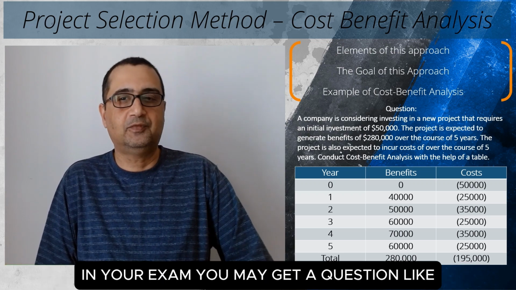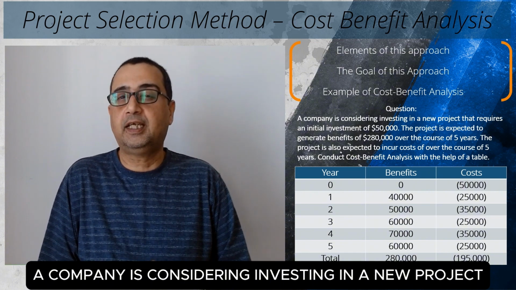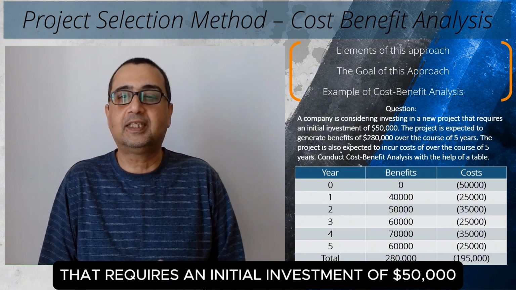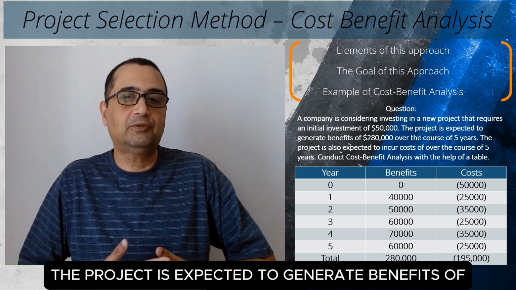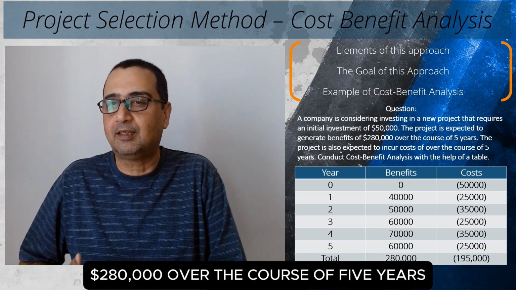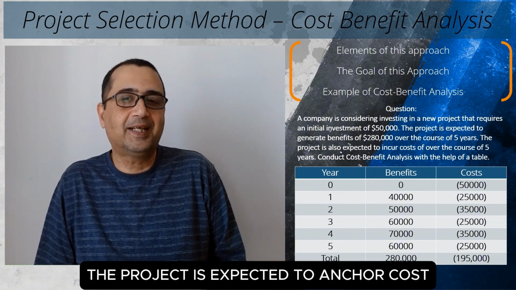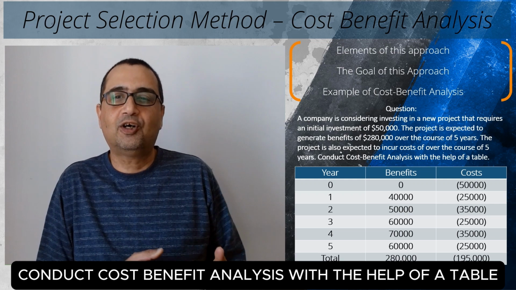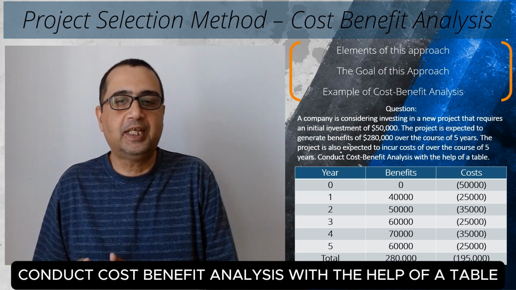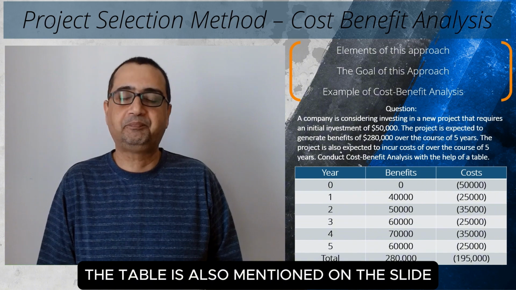In your exam, you may get a question like, a company is considering investing in a new project that requires an initial investment of $50,000. The project is expected to generate benefits of $280,000 over the course of 5 years. The project is expected to incur cost over the course of 5 years. Conduct cost-benefit analysis with the help of a table. The table is also mentioned on the slide.